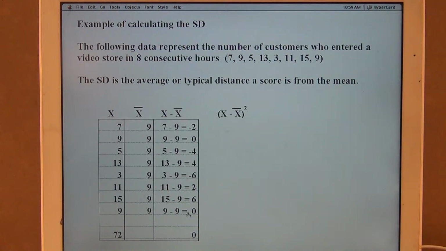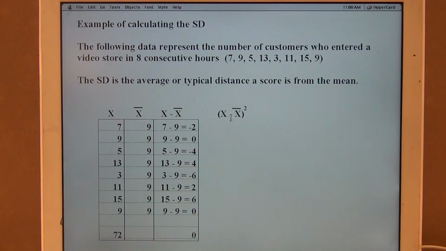Okay, so we've taken the distance of each score from the mean. And remember, the standard deviation is the average of the distance of each score from the mean. Well, if I were going to average these up, if I added all of these up, they would equal 0. And in fact, in any computation of the standard deviation, that will be so. The differences between each score and the mean, if you add them up, will equal 0. So that doesn't really help us because I have negative numbers and positive numbers.